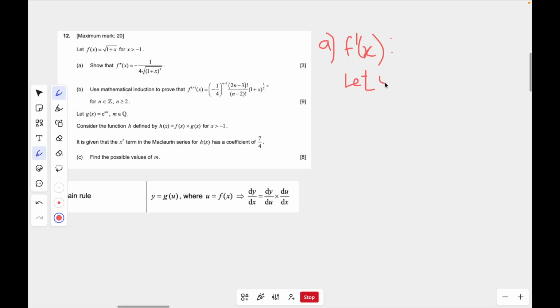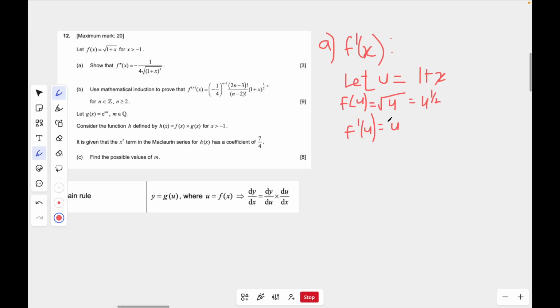Using chain rule, which is provided in your formula booklet, we can set u equal to 1 plus x, from which we have f of u equals the square root of u. Recall that the square root of a variable is the same as saying that variable is raised to the power of 0.5, or 1 over 2. So, we can represent f of u as u to the power of 1 over 2.